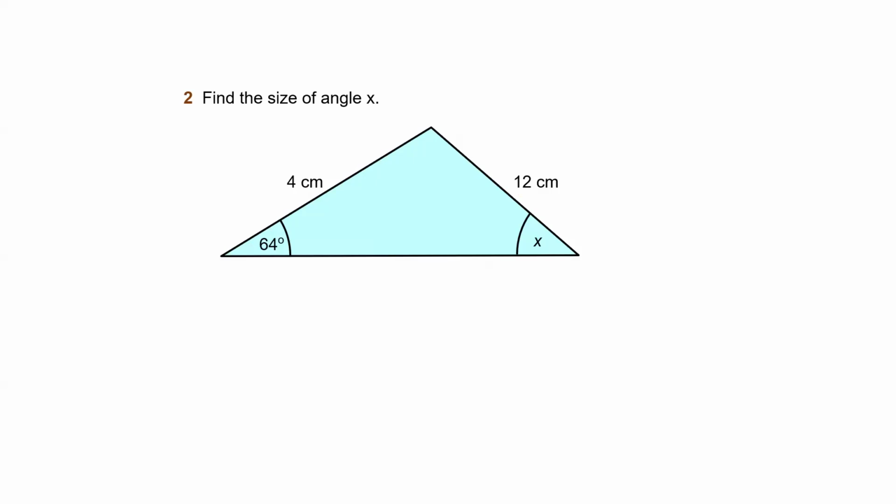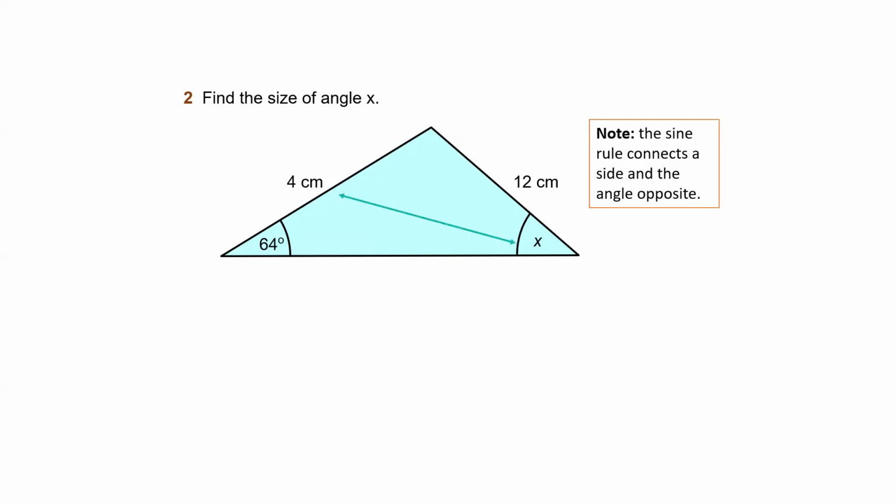Let's look at another question. Find the size of the angle X. Here, two sides are given and an angle that is not included. So we use the sine rule, knowing that it connects a side and the angle opposite. That was multiplying, solving for x. This time around, we are looking for an angle, so we find the sine inverse of this value when you punch it in your calculator.